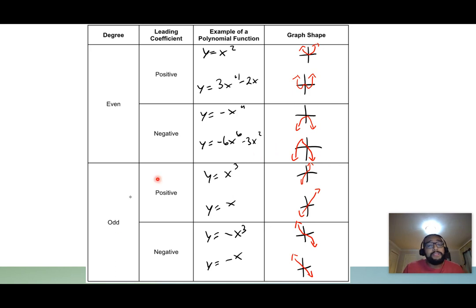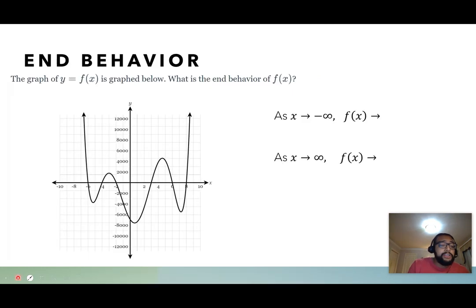As opposed to an odd degree. If our highest degree is an odd number, the directions for our right tail and left tail will go in opposite directions. If you have a positive, that means our right side goes up. If we have a negative, that means the left side is going up. Make sure you know how to do this graphically, and we'll do it algebraically in a second.